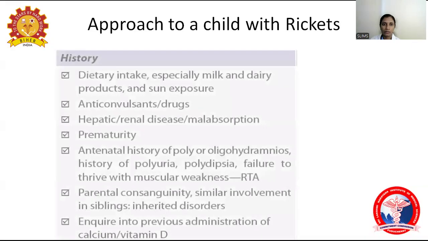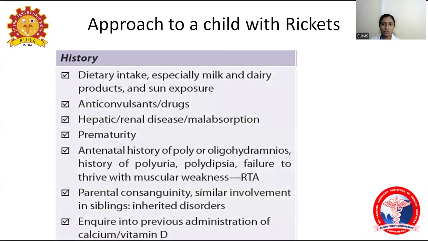One, history properly. So you know all the causes, isn't it? Dietary causes are there. So ask about the dietary intake, what the child takes, especially dairy products, milk products, non-vegetarian food like fish and eggs, and also sun exposure.